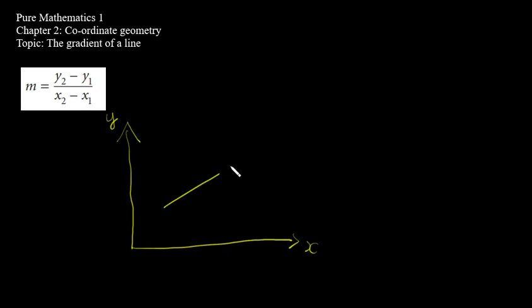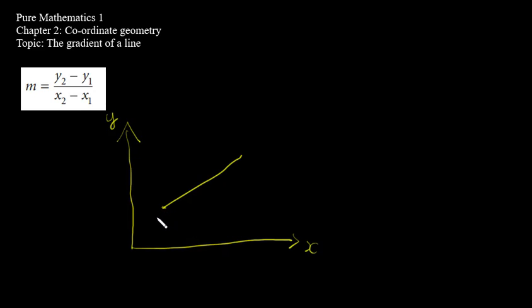Welcome to Pure Mathematics 1, Chapter 2, Coordinate Geometry, topic: the gradients of a line. When you have a line, let me draw the plane x and y first. Here's my x, and here's my y. I have a line and I want to find the slope of this line. So I will use the gradient to measure the slope of this line.